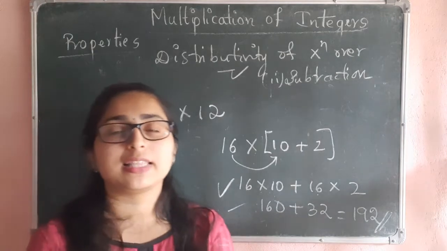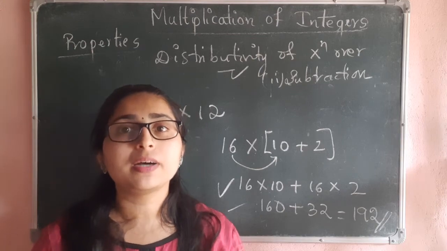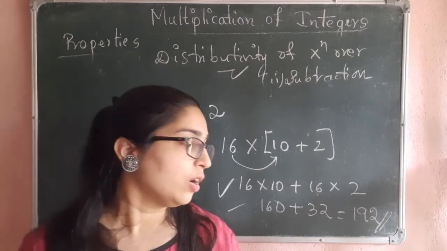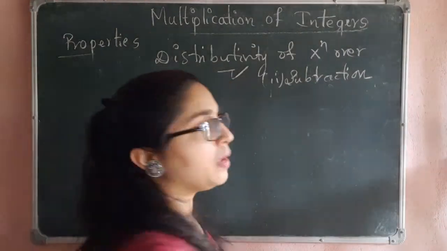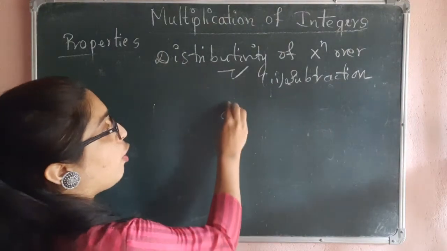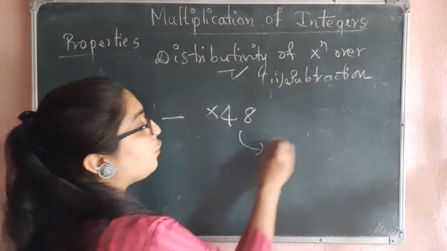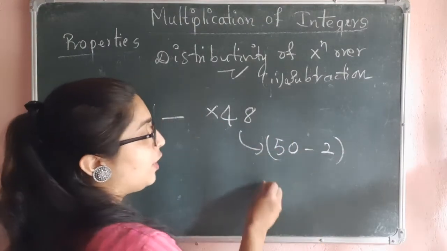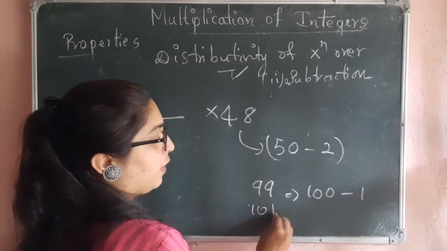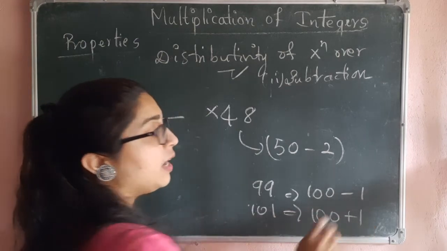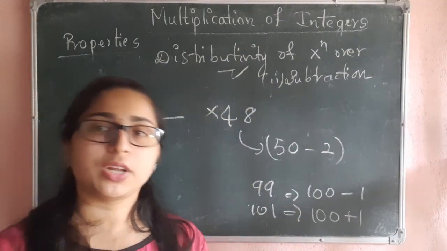So all these properties, like the commutative property, associative property, distributive property, will help us in making the calculations easier. Wherever you find such problems, just try to break them. Suppose you have 48 into something, instead of calculating with 48, better we write 50 minus 2. If I get 99, I can write it as 100 minus 1. If I get 101, it is better to write 100 plus 1 and carry out the calculations. So this is all about the multiplication of integers.